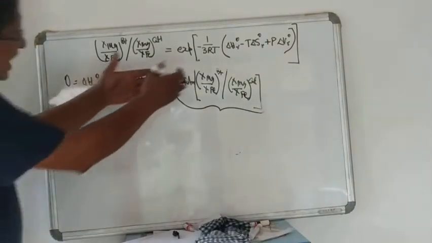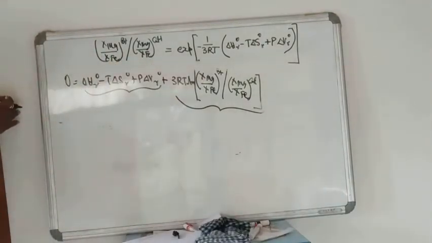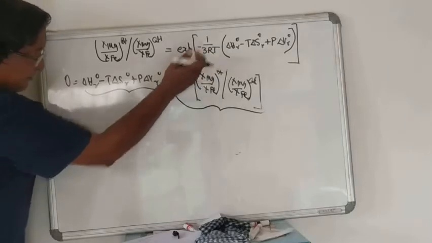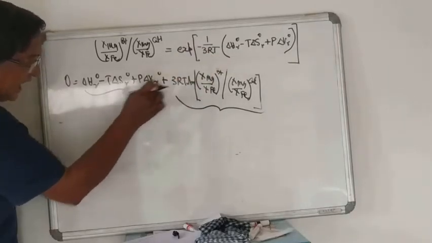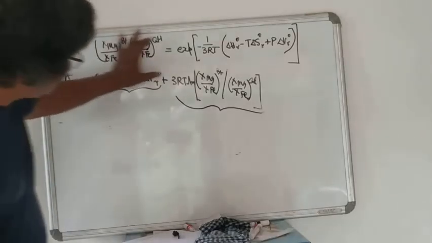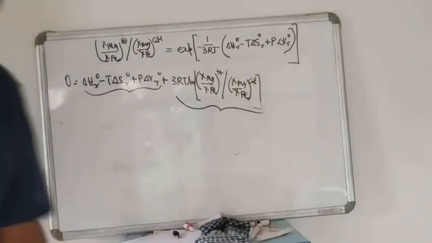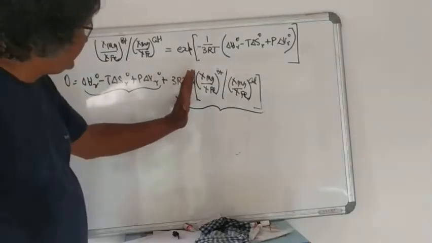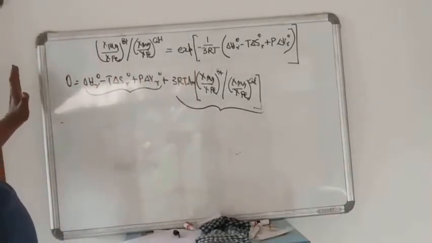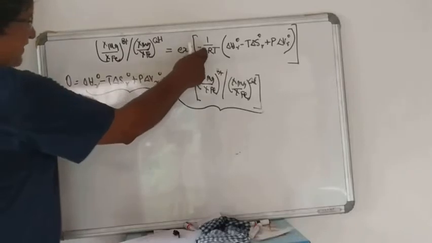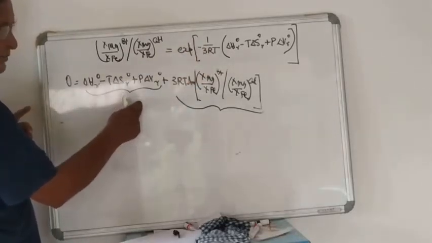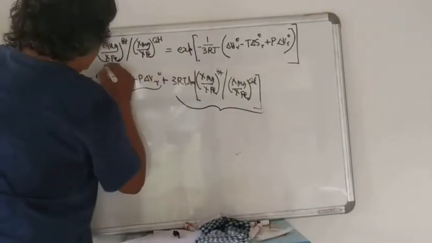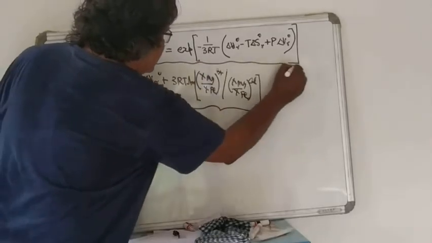What I have done, I have taken this to the left hand side, so this remains positive. Then I divided it by 3RT, and took the exponential of it. So this is how the expression looks now. Think about it. I have taken this equation to the left hand side. Then this right hand side I have divided by minus 3RT. But I have a ln here, so I took the exponential, and this is the equation I arrived at.